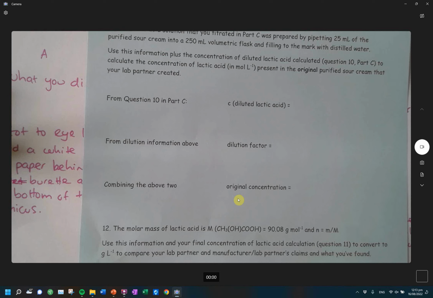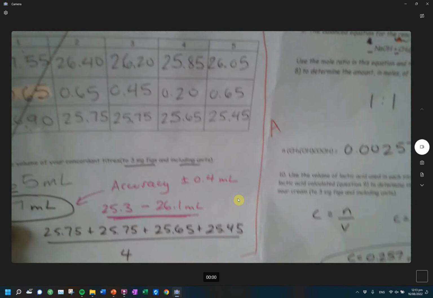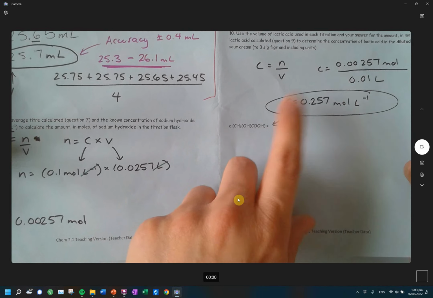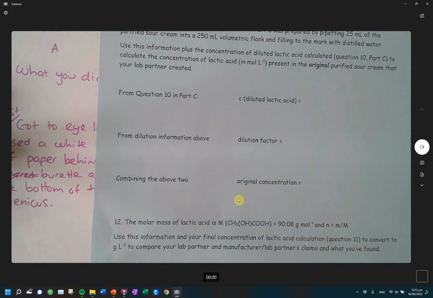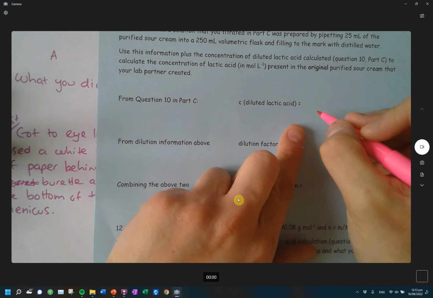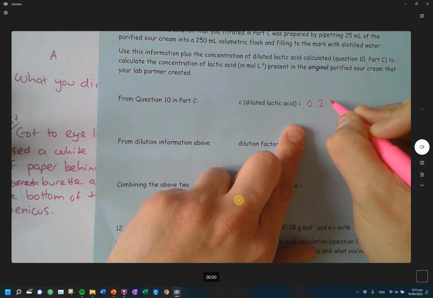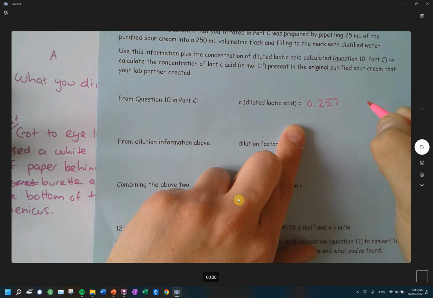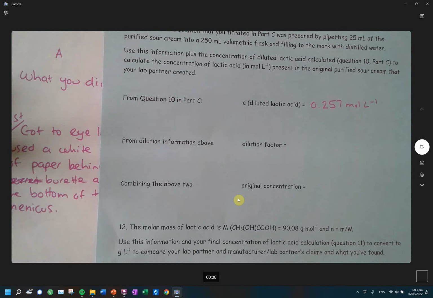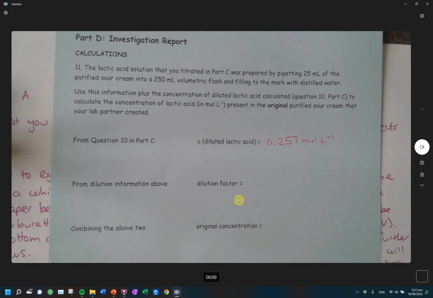So what I need to do is go to part C, and I need to grab the concentration that I calculated for my lactic acid. So I look over here, this is my answer, and that answer goes here. So my concentration that I calculated was 0.257 moles per liter. Are we good so far? Moles per liter.